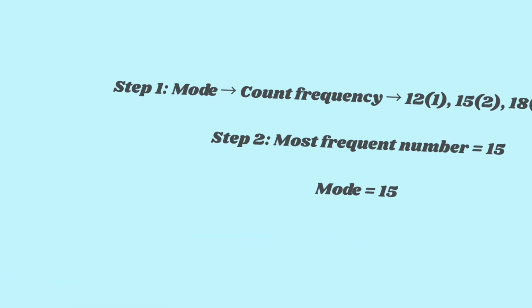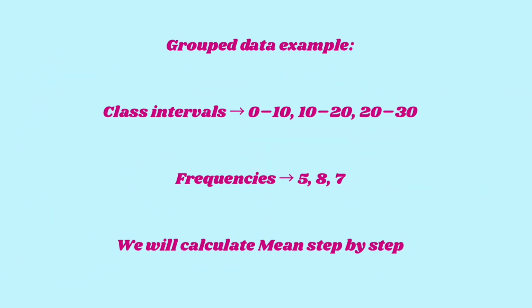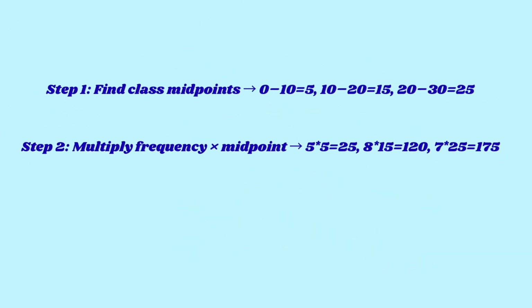Now a grouped data example. Suppose we are given the class intervals 0 to 10, 10 to 20 and 20 to 30, and the frequencies given are 5, 8 and 7. So we will calculate the mean step by step. First step is to find the class midpoints. So for 0 to 10, what is the midpoint? 5. 10 to 20, the midpoint is 15. 20 to 30, the midpoint is 25.